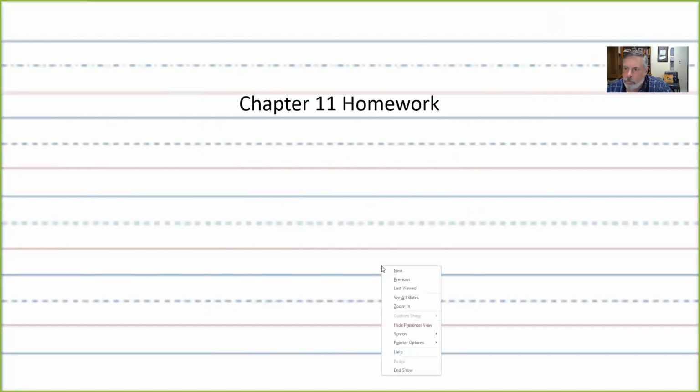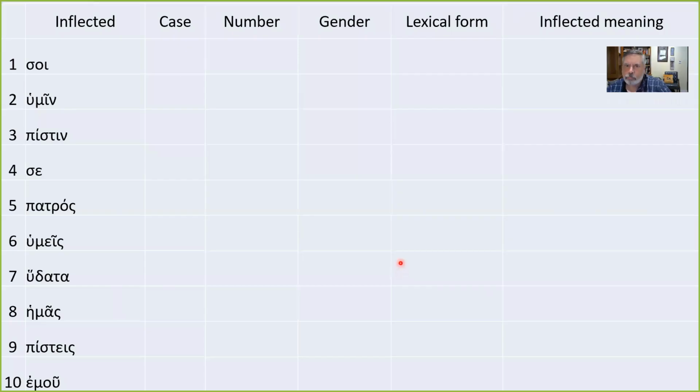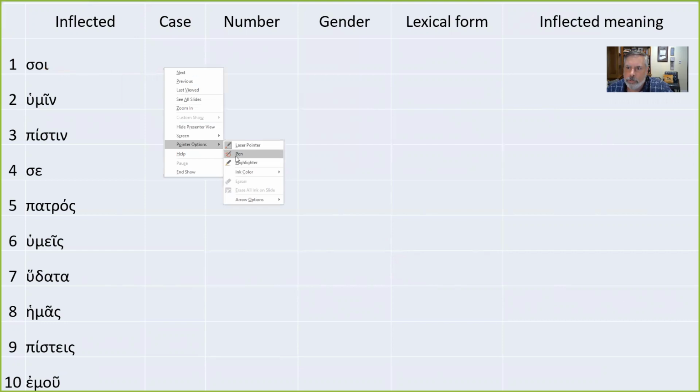And now for our homework from chapter 11, let's go over that. And let's see if I can write this. Let me go and change to pen. And good luck to me.